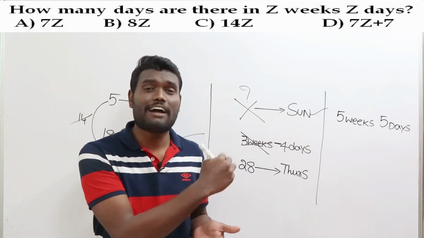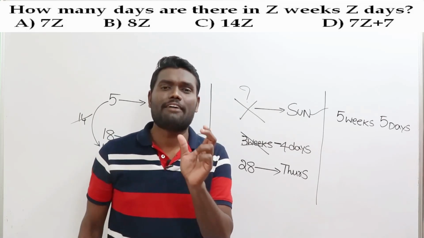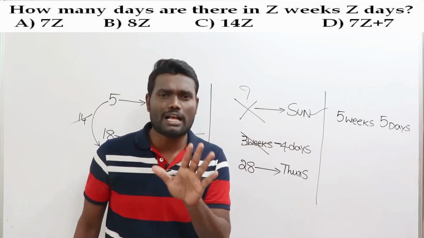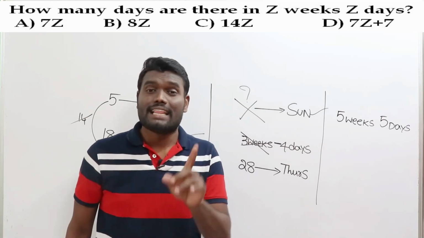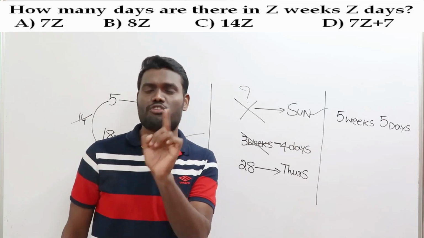And you have 5 more days extra. So 35 plus 5, we can say that we have a total of 40 days. Now this is a simple question and all of you know the answer. Then the same question I asked in terms of a variable, Z.